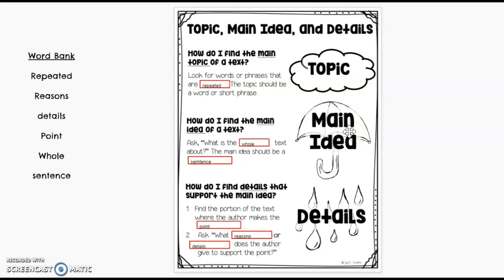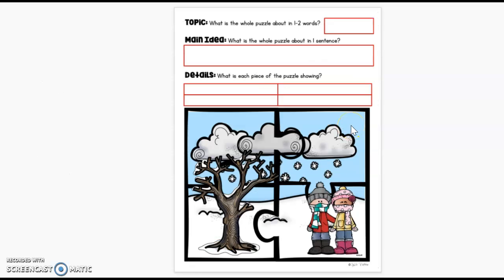So on your next activity, you were to fill in the blank about this picture. Okay? So in one or two words, you're going to look at this picture and tell me what it's about. So we're going to do the topic. What do we think this topic is about? Well, to me, it looks like it's about a snowstorm. So I'm going to put snowstorm as my answer.